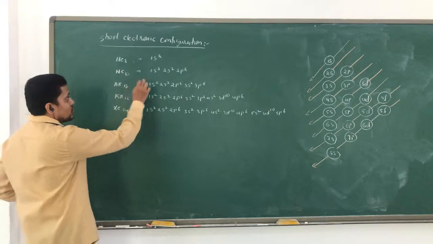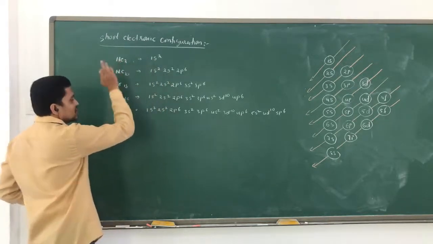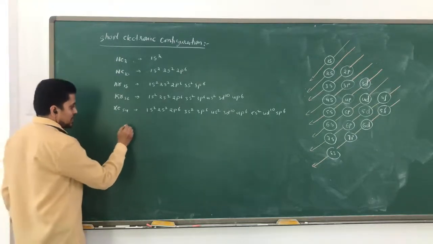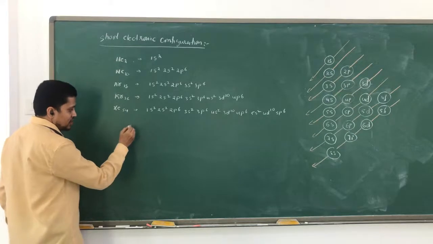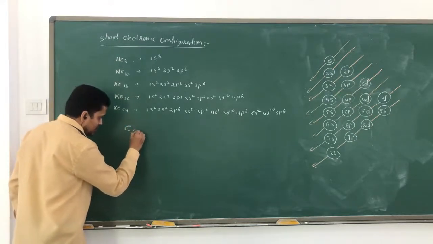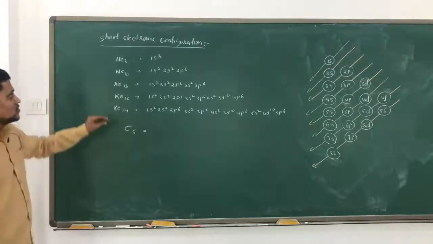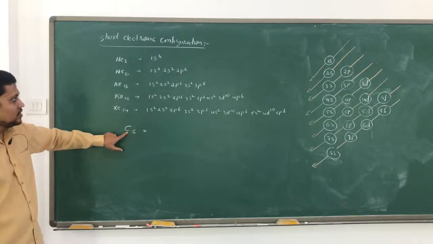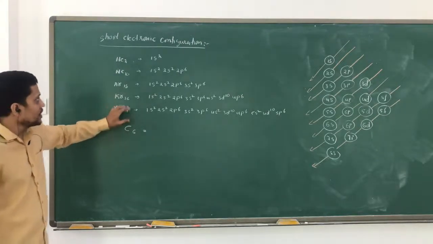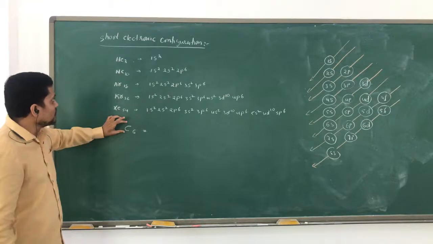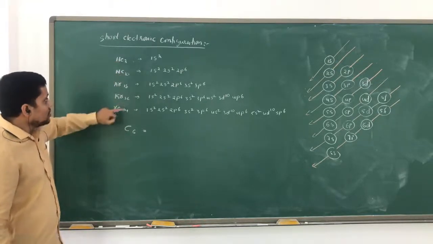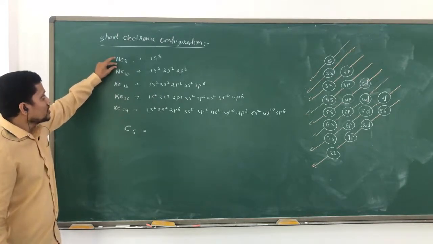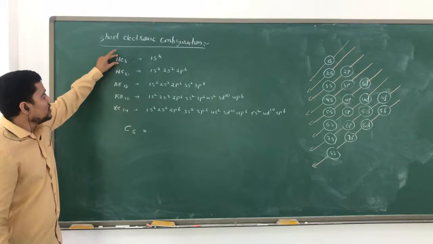Then instead of these electronic configurations, we simply write the name of the element. Suppose I want to write the short electronic configuration of carbon. The atomic number of carbon is 6. Before carbon we have only one noble gas, helium; after carbon we have neon, 10. So helium we have to take.